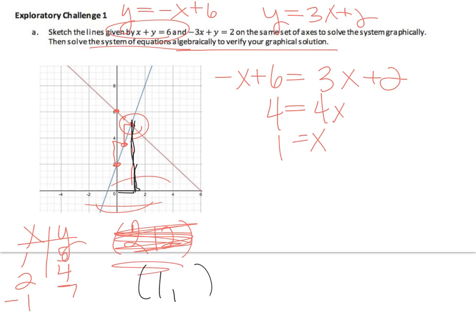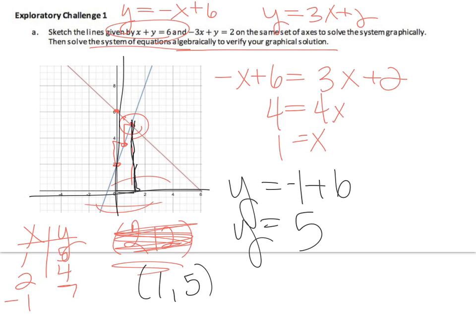It's really good to see how your x and y axis, how they've done the numbers or how you've done the numbers. Goodness. Let's go ahead and solve for y. Negative 1 plus 6, y equals 5. So we get the same answer, algebraically and graphically. So you can see the graph.